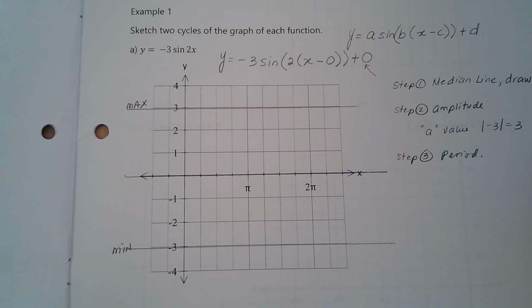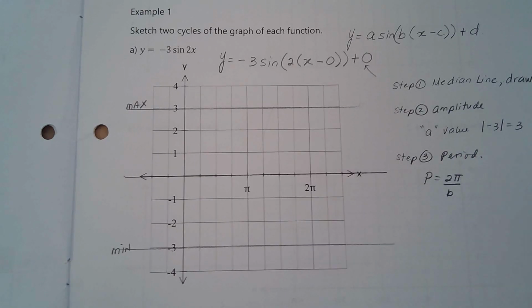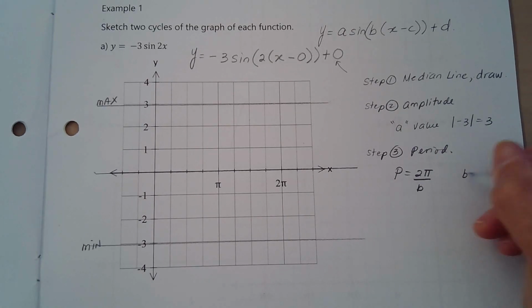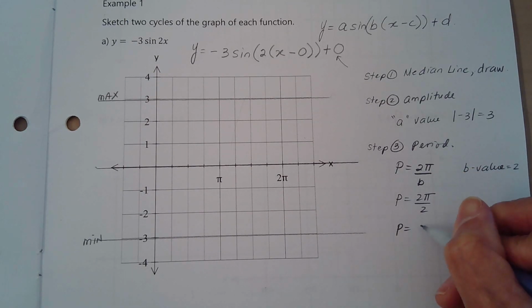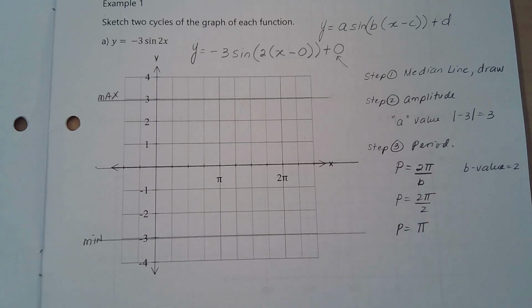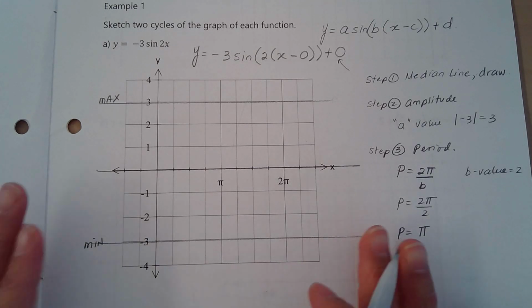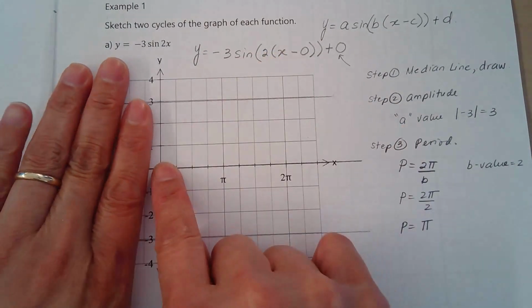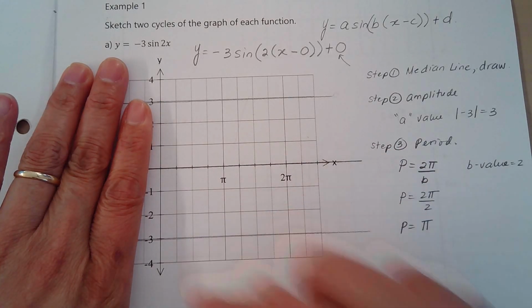What's our period? Pi. Yes, because period is equal to 2 pi over b, and our b value is 2. So b is equal to 2 pi over 2. Period is pi, so that means one complete cycle in pi radians. So from here to there, and go as high as 3, go as low as -3.